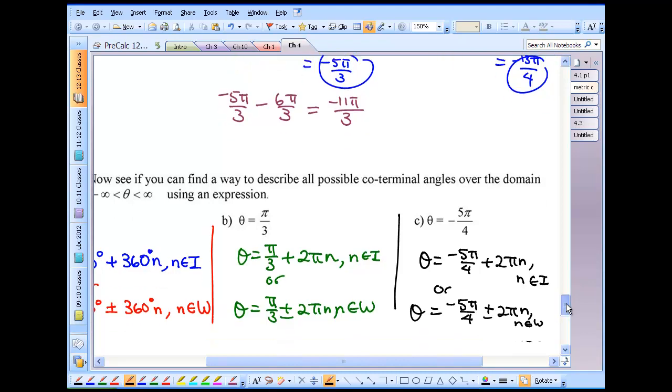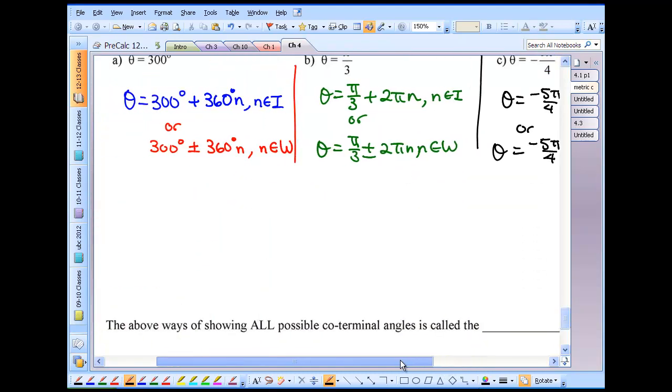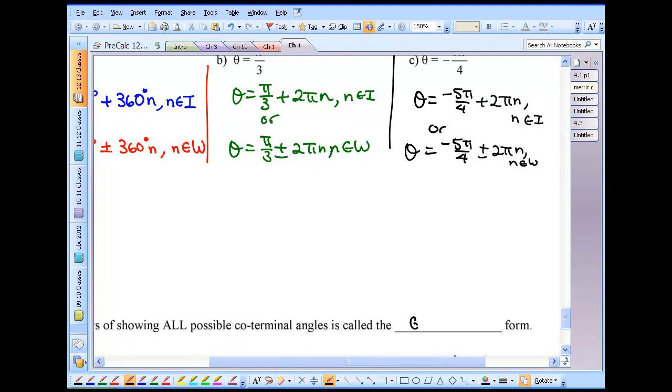Oh, except for one last thing. What's all this stuff called? It says, the above ways of showing all possible coterminal angles is called the general form. We're going to use this stuff again later on, so please make sure you know it.